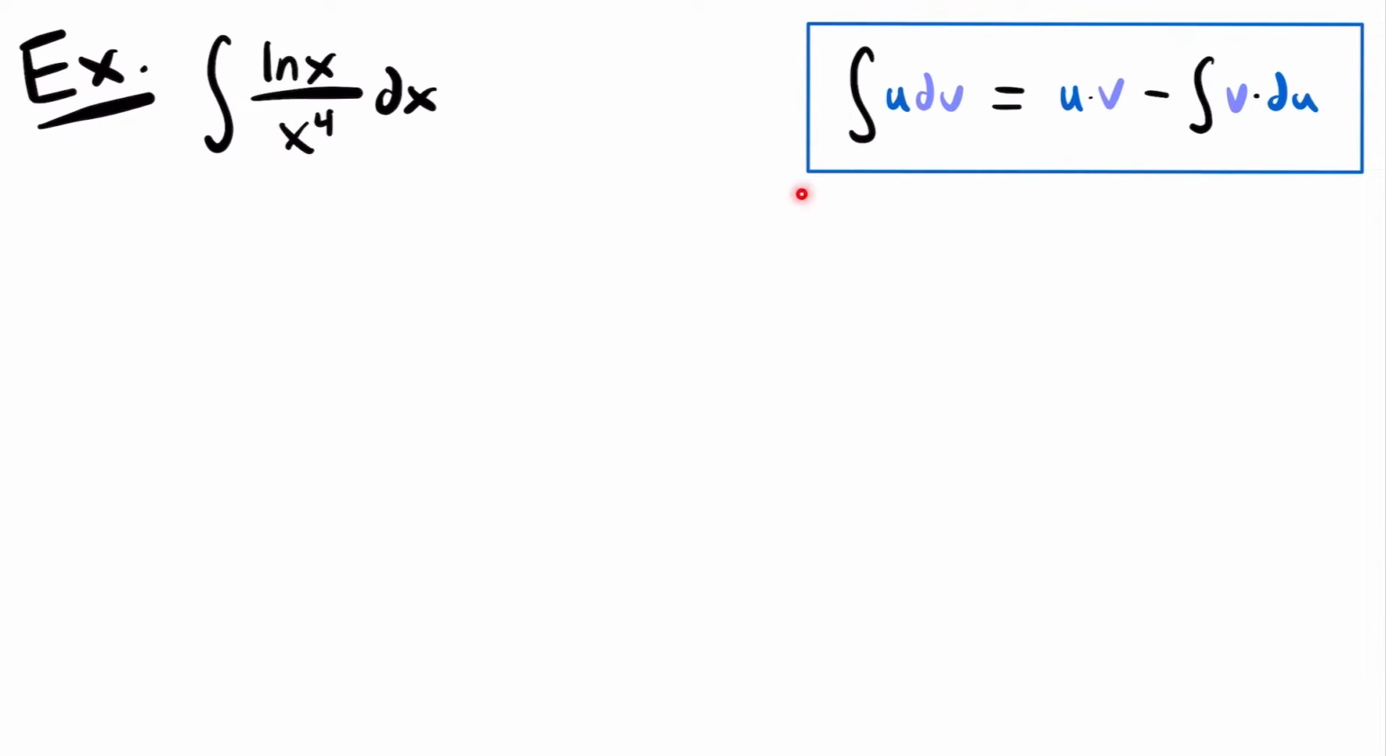So here's our next example. We have the integral of the natural log of x divided by x to the 4th power times dx. All right, and so the first thing that we want to do here is figure out what we're going to set equal to u and what we're going to set equal to dv.